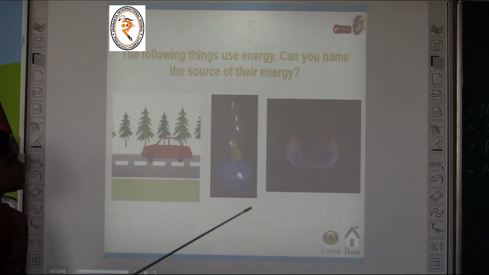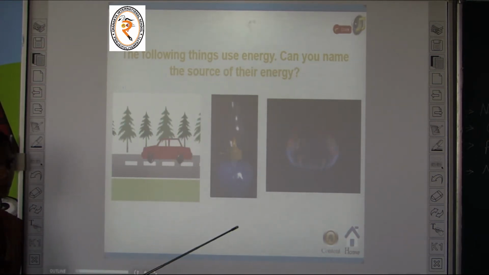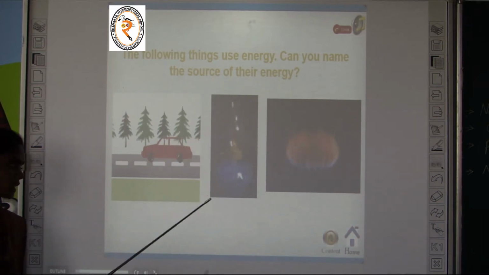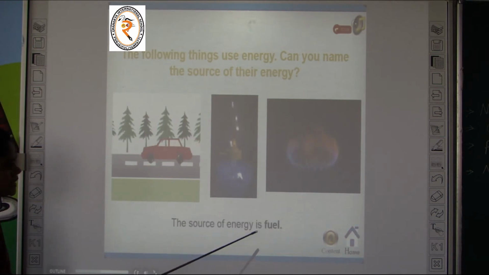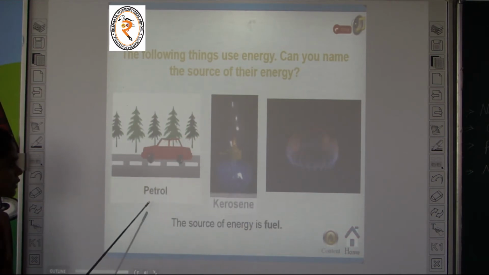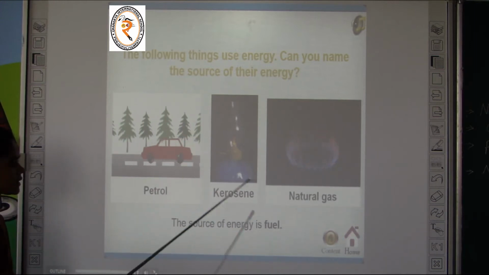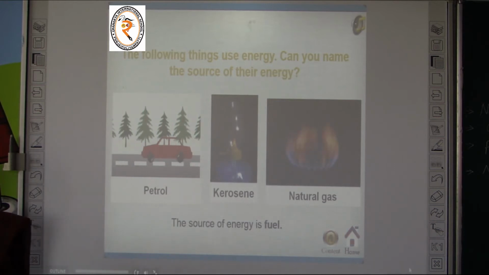See the picture. The following things use energy, isn't it? Can you name the source of their energy? The source of energy is fuel. See, petrol, kerosene and natural gas. These are all examples of fuel. Okay, the next one.